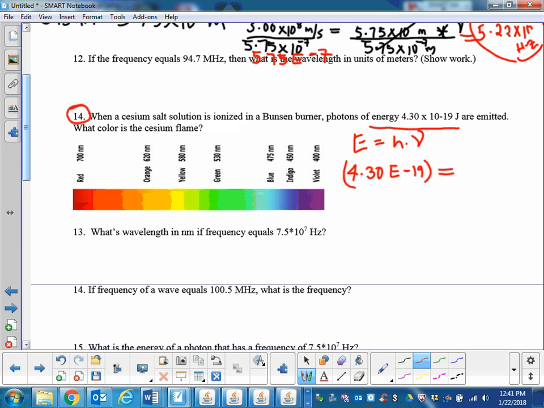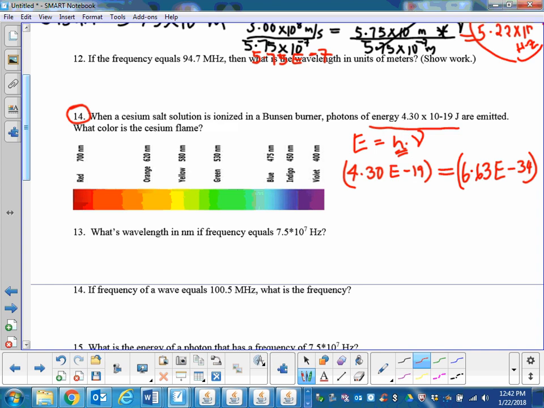Energy equals... do we know what Planck's constant is? Do we know the value of h? What is it? 6.63 E to the negative 34. That is a constant, remember? Like c. If you look at E equals h nu, the value of the constant is given to you. It's always the same number.